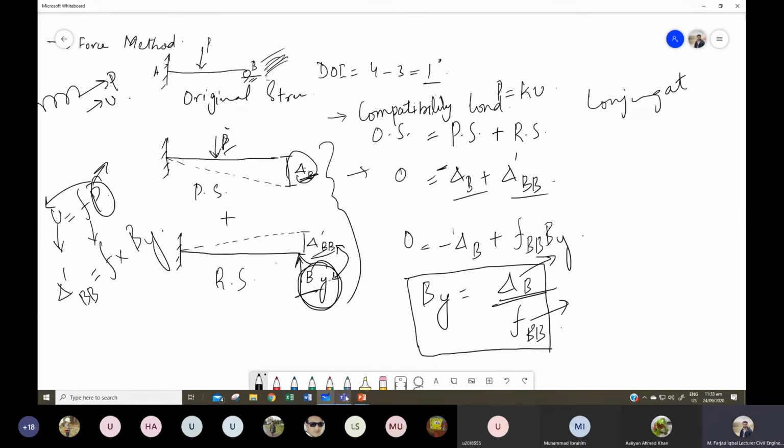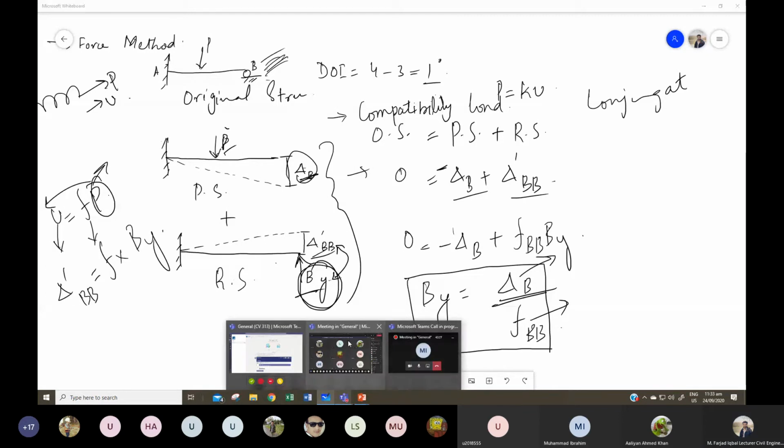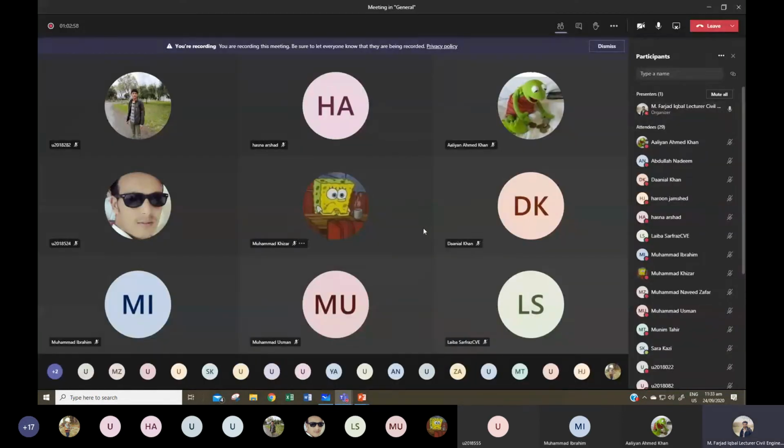Anyone? Arun, can you calculate this deflection? Class, do you remember what we have studied in the previous course?